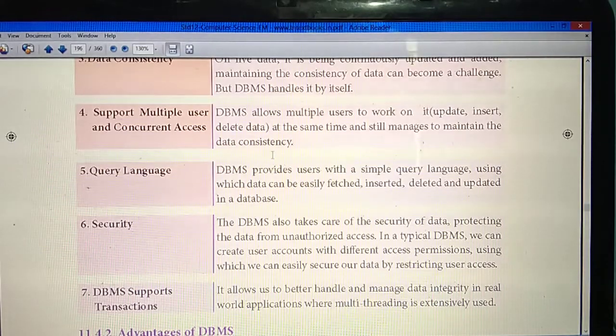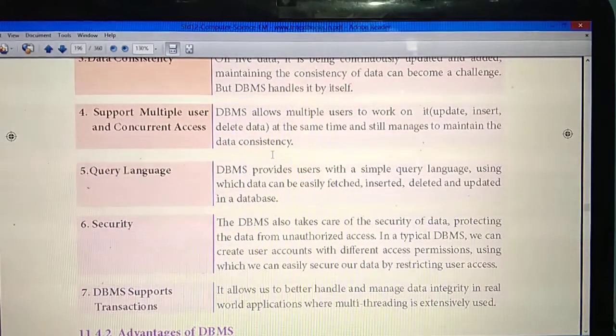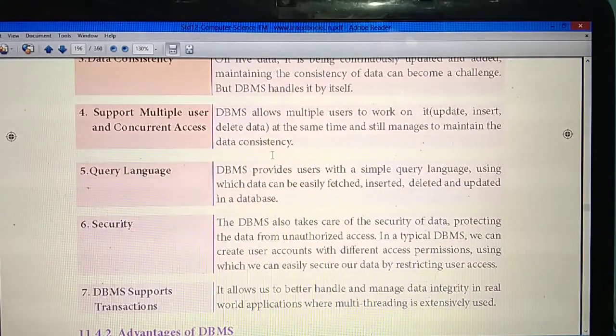What do you mean by data consistency? The 3 persons are working on the same database, but the details entered remain the same. Will they change your name? No. Your name and class will be the same. That is data consistency. That's the fourth point: support for multiple users and concurrent access. At the same time, more than 1 or 3 persons can access. That is concurrent access. Multiple users can access.